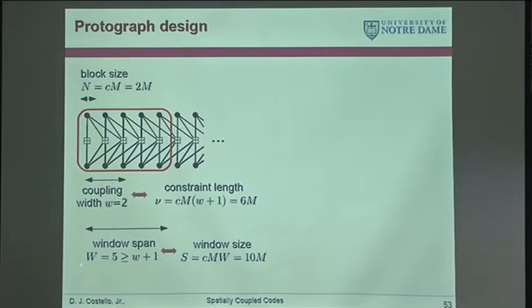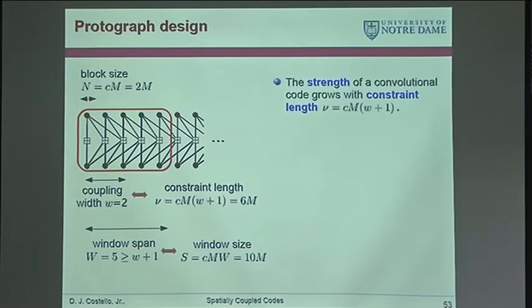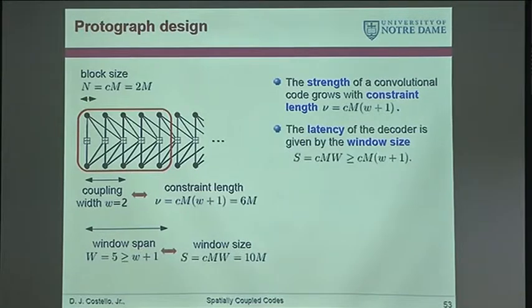This would actually be kind of a short window for this code. So we say it's, in this case, 10 times the lifting factor. The strength of a convolutional code comes from its constraint length. I mean, the distance grows linearly with constraint length. Bigger constraint length, bigger free distance. The latency depends on the window size.